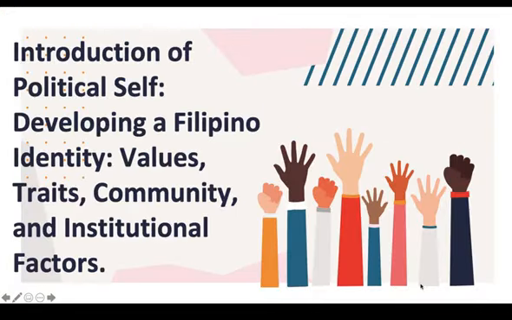Let's proceed. Introduction of political self, developing a Filipino identity, values, traits, community, and institutional factors. Understanding the self requires us to understand who we are in relation to the community. In this topic, let's answer the question, who am I as a Filipino?